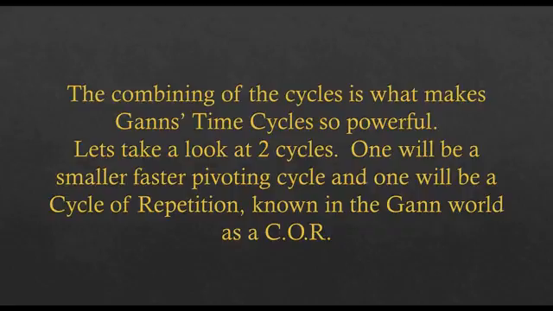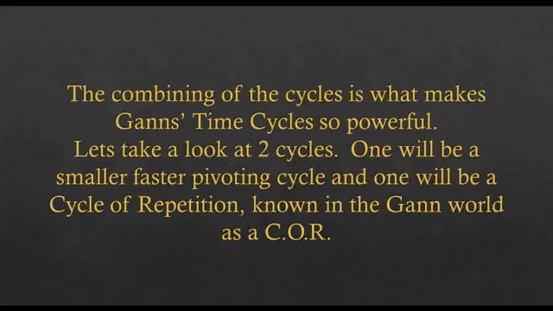The combining of the cycles is what makes Gann's time cycle so powerful. Let's take a look at two cycles. One will be a smaller, faster pivoting cycle, and one will be a cycle of repetition, known in the Gann world as a COR, cycle of repetition.